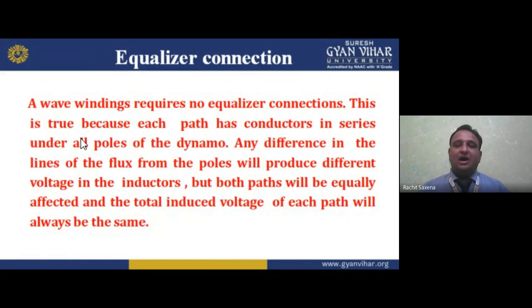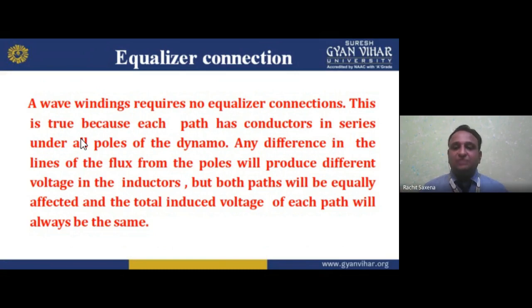Now, a wave winding requires no equalizer connection. This is true because each path has conductors in series under all poles of the dynamo. Any difference in the lines of flux from the poles will produce different voltages in the conductors. So we don't need an equalizer connection, equalizer ring, or equalizer coil in wave winding.